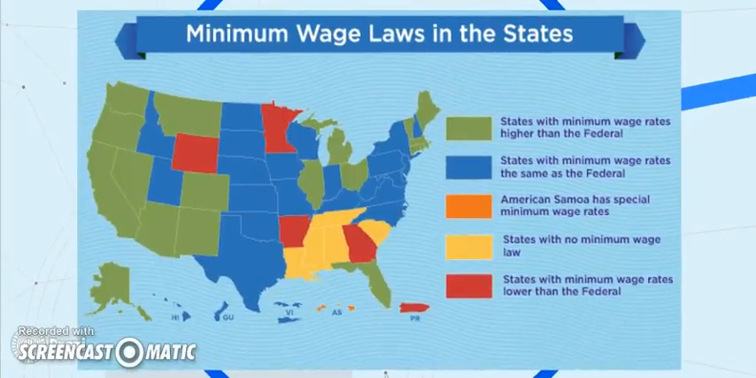The Wage and Hour Division deals with many different laws, but one major law is minimum wage. Besides the federal minimum wage, each state has the right to set their own. As you can see from this color-coded map of the U.S., some states choose to set it higher, others keep it the same as the federal level, and others set it lower. The federal minimum wage is applied to states that do not set their own.